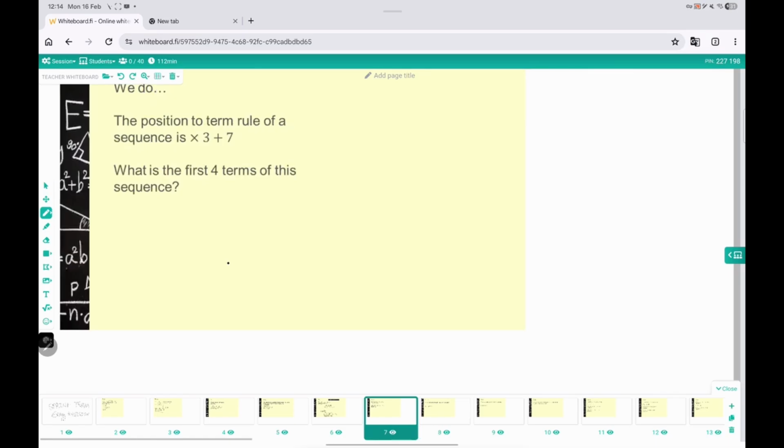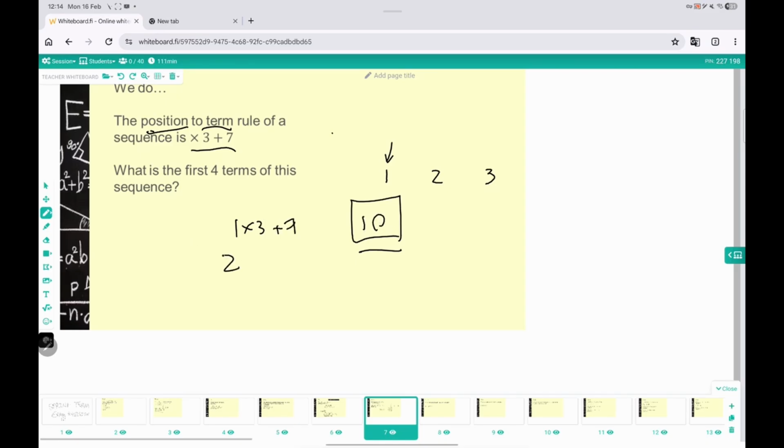Okay, right. Position to term rule of a sequence is, how do I explain this best? It is a rule that takes us from the term number, the position in the sequence, to what the actual term is. So with our first sequence, its position is 1. So it's position, and we want to go to the term, so its actual value. Okay, so we've been given a rule here. We take the position, times it by 3 and add 7, and that gives us the actual term, position to term rule. So if I take 1, times it by 3 and add 7, that's going to give me 10.